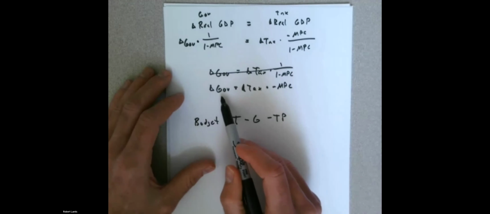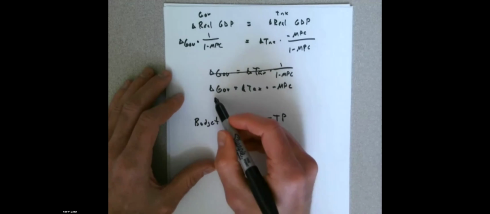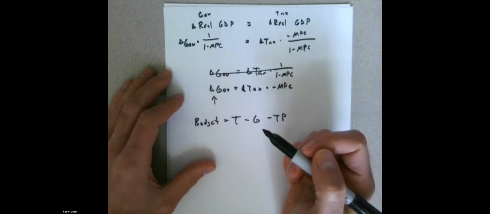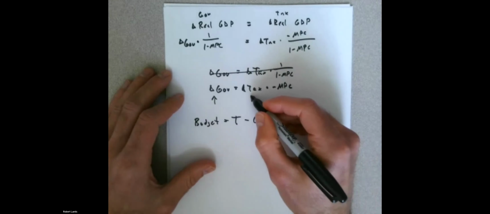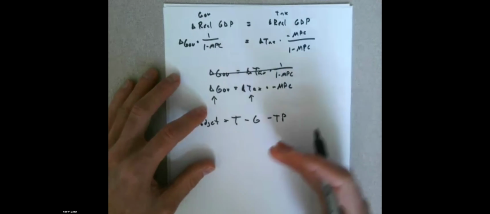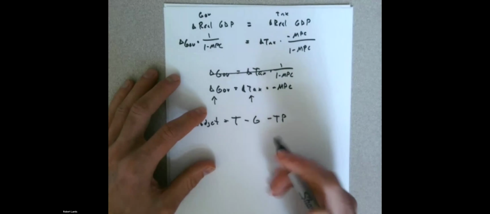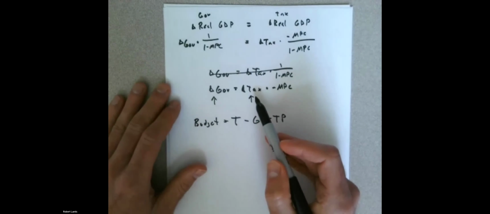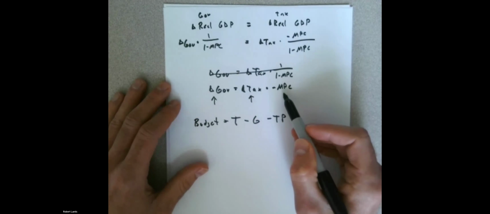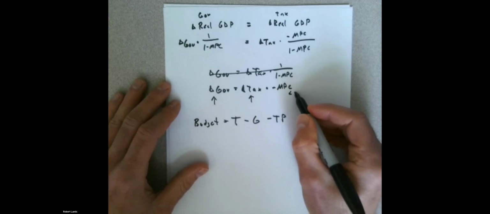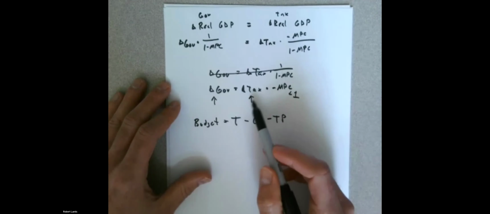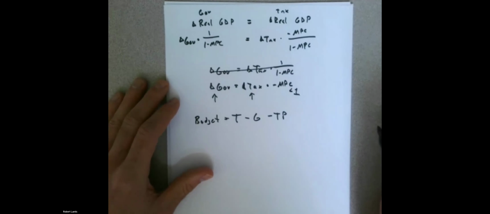So if we actually want to keep these equal, an increase in government spending needs to be matched with an increase in taxes, because increases in government spending increase our aggregate demand, and increases in taxes would decrease it. That amount that we would need to change taxes by, because it's getting multiplied by that marginal propensity to consume, which is always less than 1, we said that change in tax would always have to be larger.